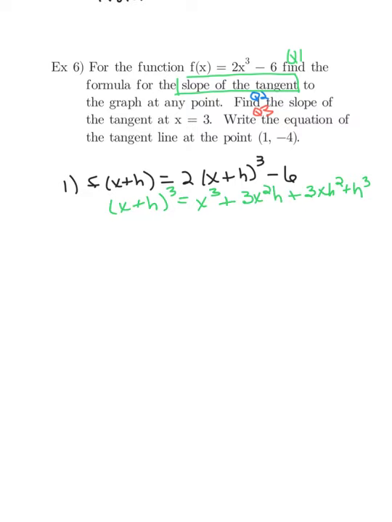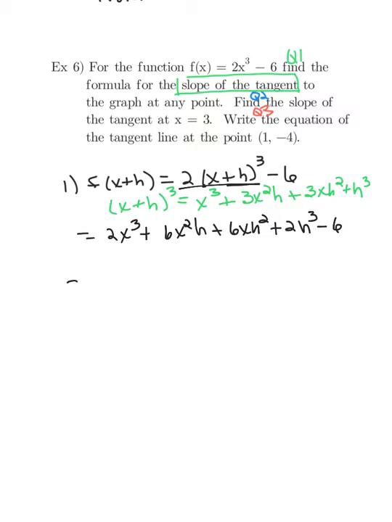So now what we need to do, going back up and look at our formula, we've got to take that cube of x plus h times a 2. So we will get 2x cubed plus 6x squared h plus 6xh squared plus 2h cubed. So that finishes all of this part. Now we need to tack on our minus 6 for the end. So that's the answer for step 1.